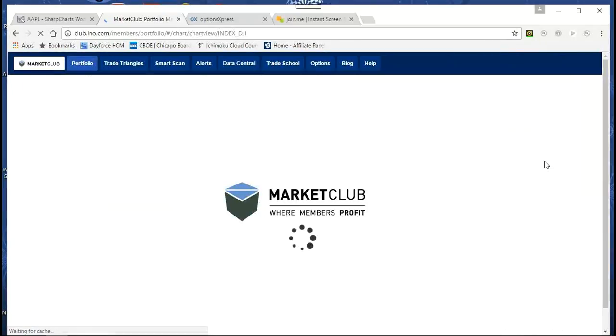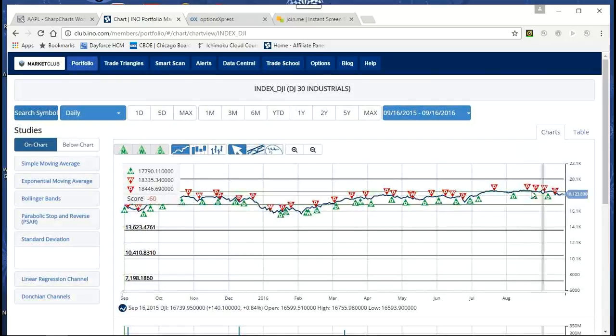the chart will show you the same. Let's see, it takes a while to load. Wow, it has a red weekly and then a red daily that popped in. The red daily popped in around 18,446. The red weekly popped in around 18,335. Okay, so that's what the sell triangles look like.